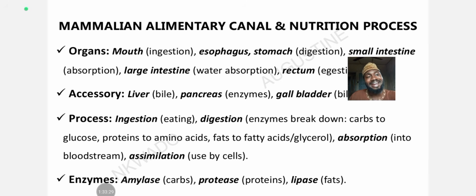So carbohydrate is digested from polysaccharide to what? Disaccharide. Okay. Then protein is digested from what? Peptide to what? Polypeptide. Then lipid or fat and oil is digested into what? Glycerol. Okay. By lipase. So before lipase digests the fat, the gallbladder contracts and releases bile.